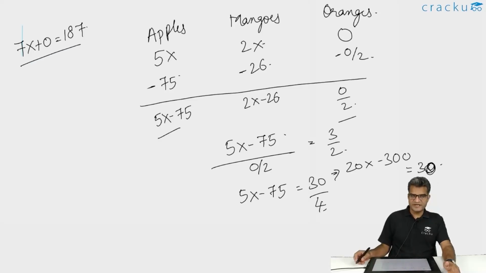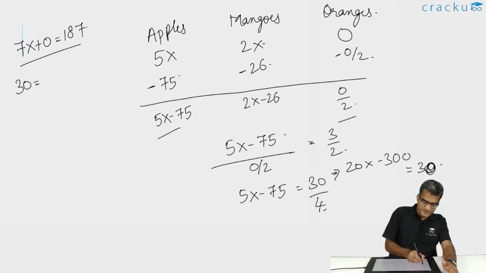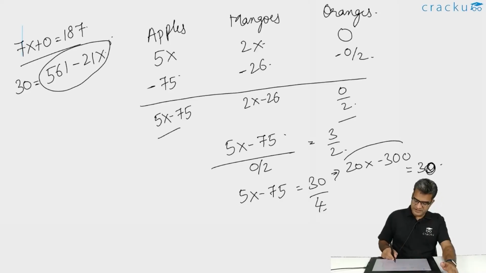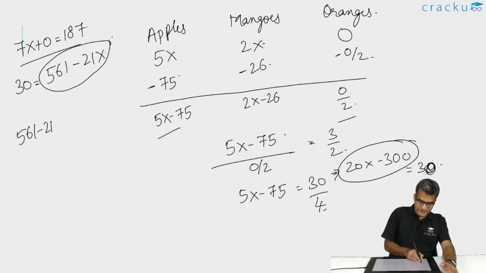7x plus O is 187. So this would imply that 3O will be 3 into 187, that is 561 minus 21x. We can equate these two. This is 3O, this is 3O. We can equate both of them. So this would imply that 561 minus 21x is equal to 20x minus 300, or the value of 41x is 861. So the value of x will be 21.